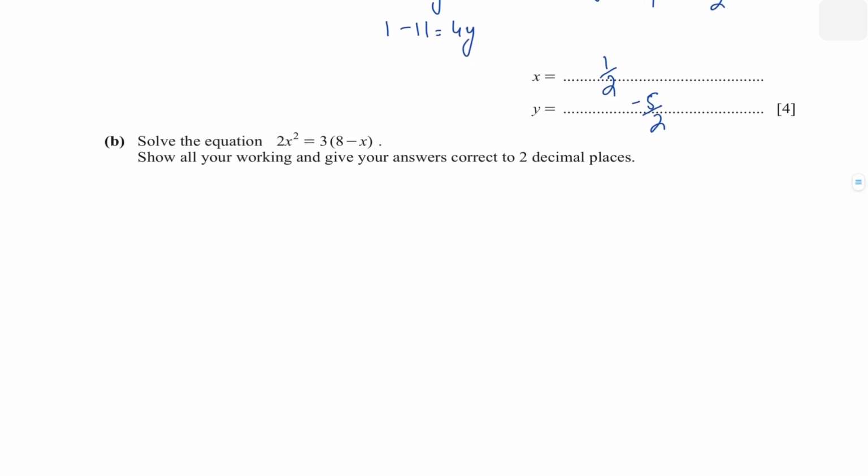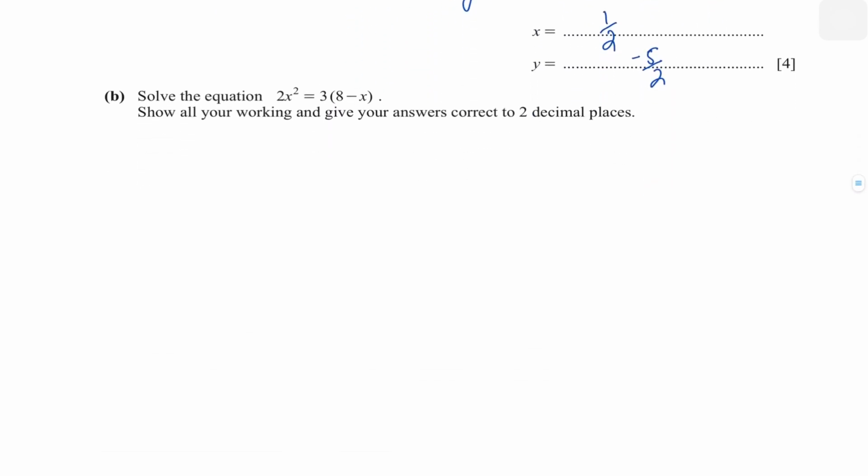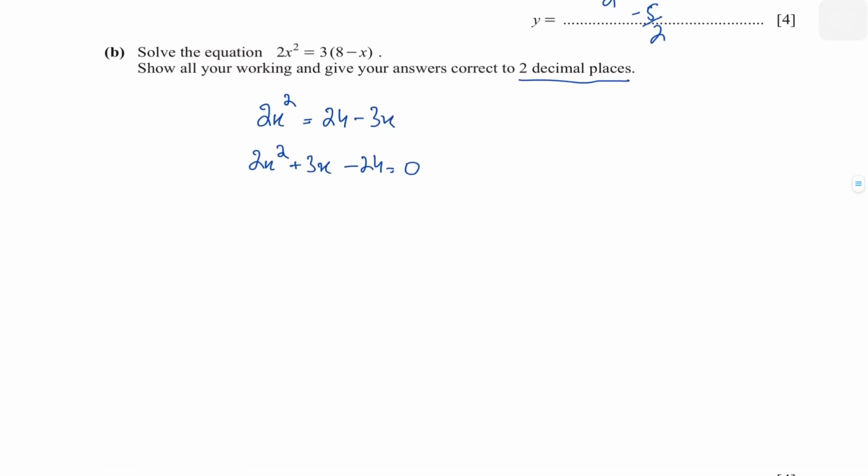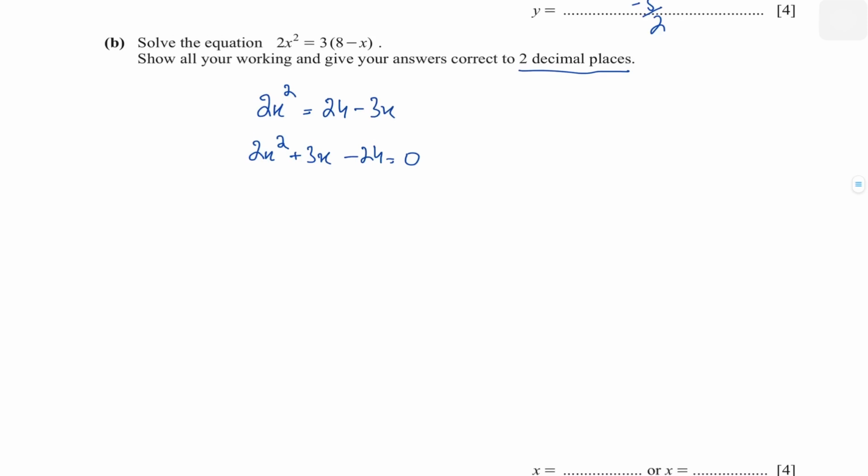Okay. Now let's do part B, in which we have a quadratic equation. So let's first write it nicely. 2x squared equals 24 minus 3x. So we have 2x squared plus 3x minus 24 equals 0. Now whenever you read the question and see that it says correct to 2 decimal places, don't waste your time trying to solve this with the help of middle term breaking. Straight away use the quadratic formula.